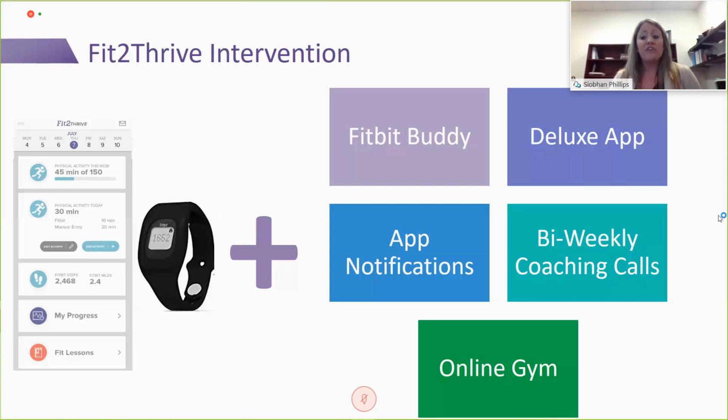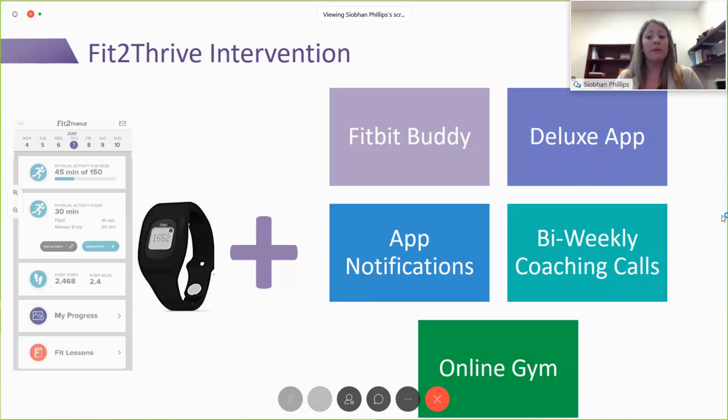This is a full factorial experiment, and participants are randomly assigned to each component, which means they can get anywhere from 0 to 5 other components. And the ultimate goal of the intervention is to gradually increase survivors' moderate and vigorous physical activity to reach that 150 minutes per week over a 12-week period with a 12-week follow-up.